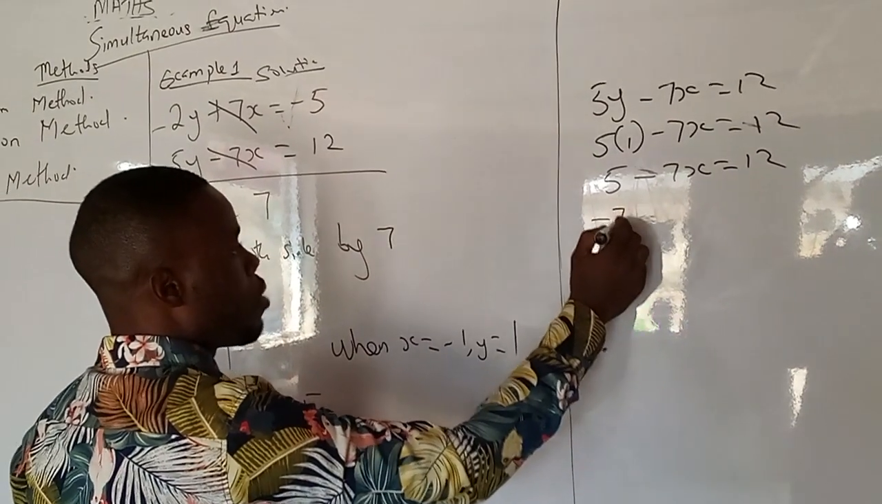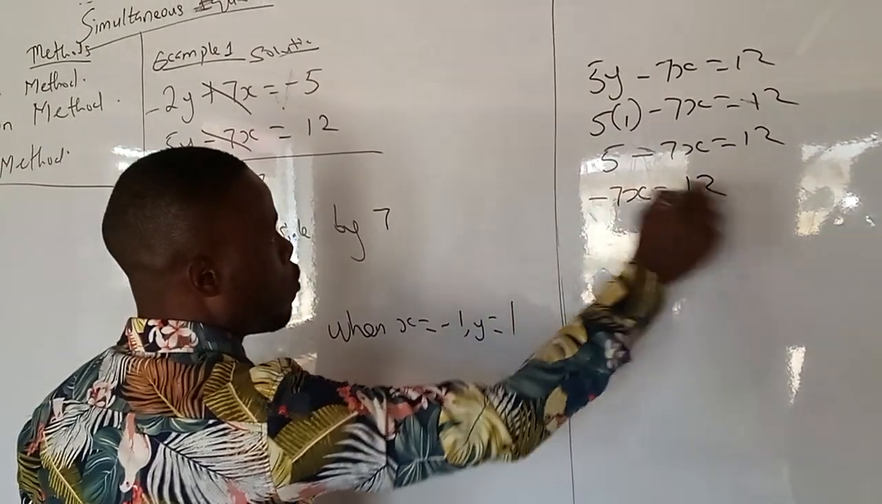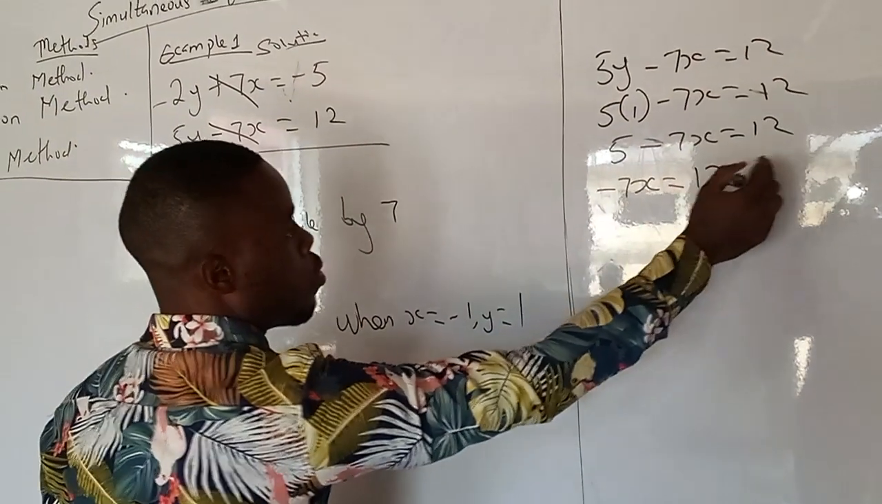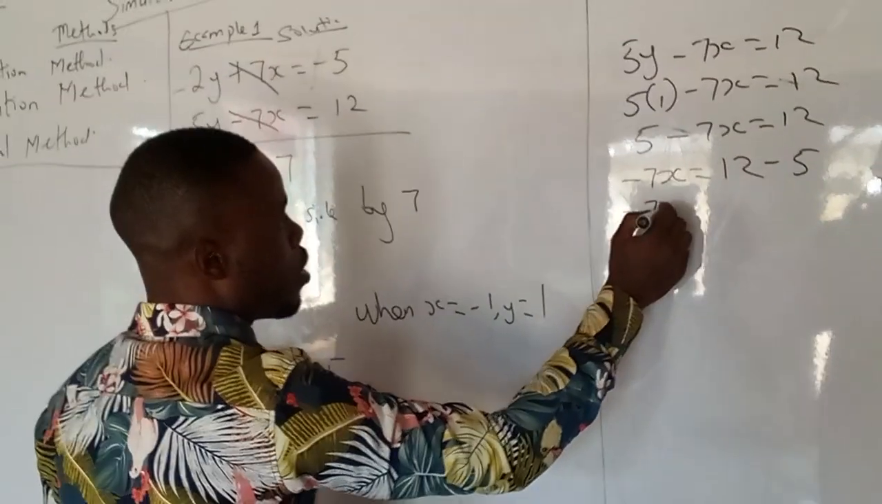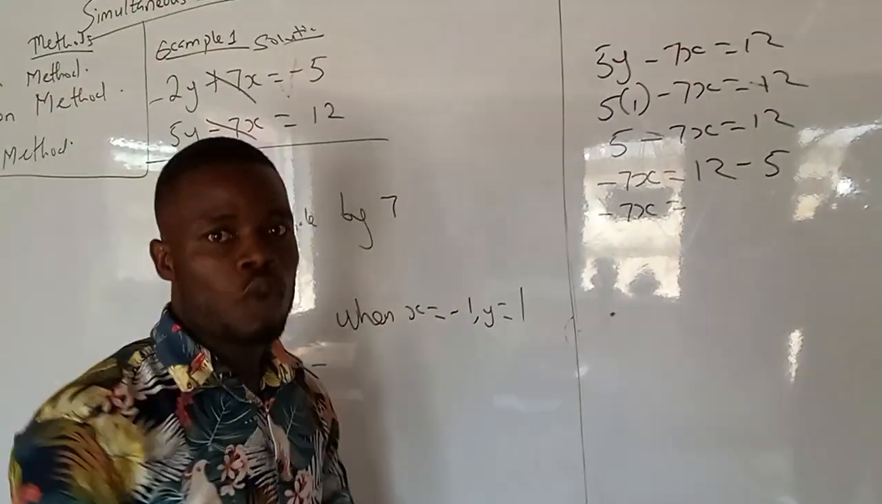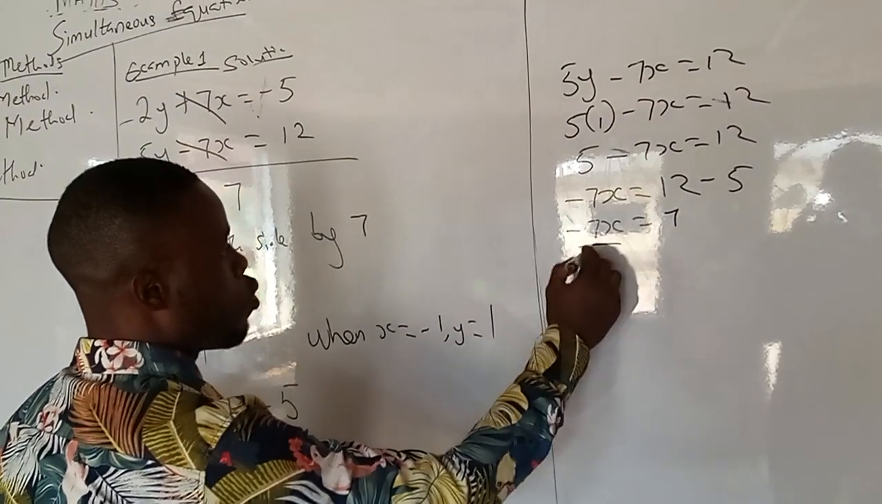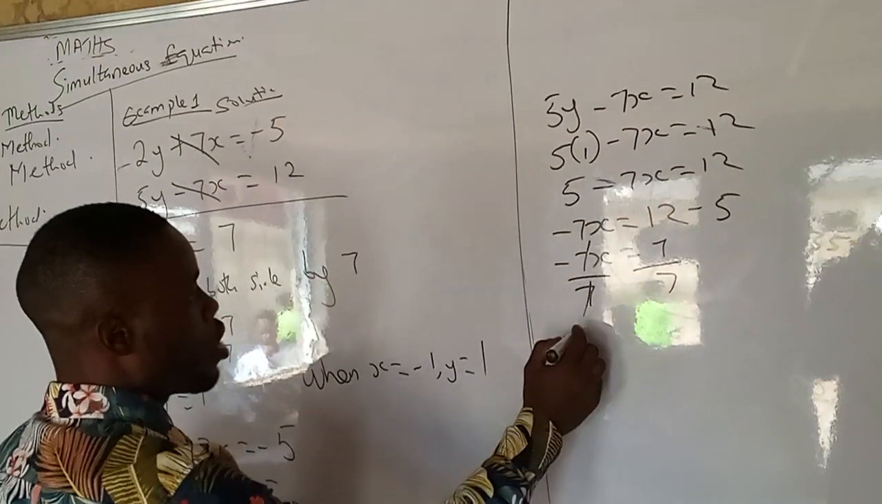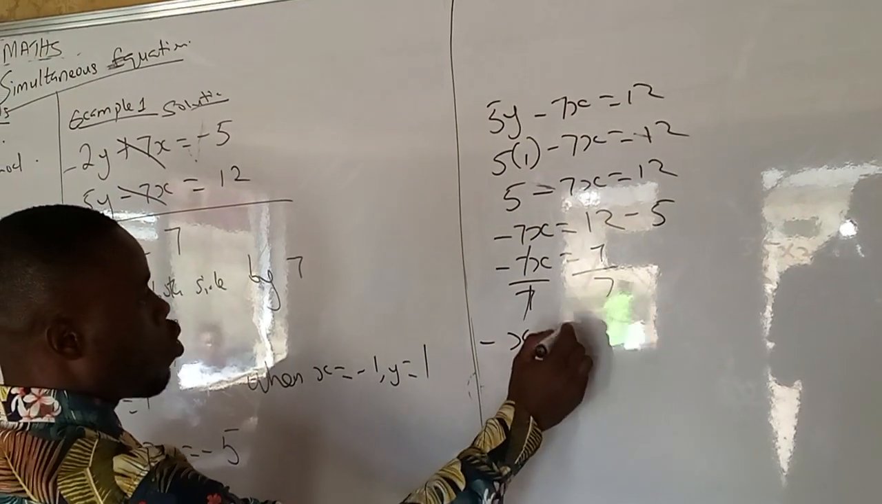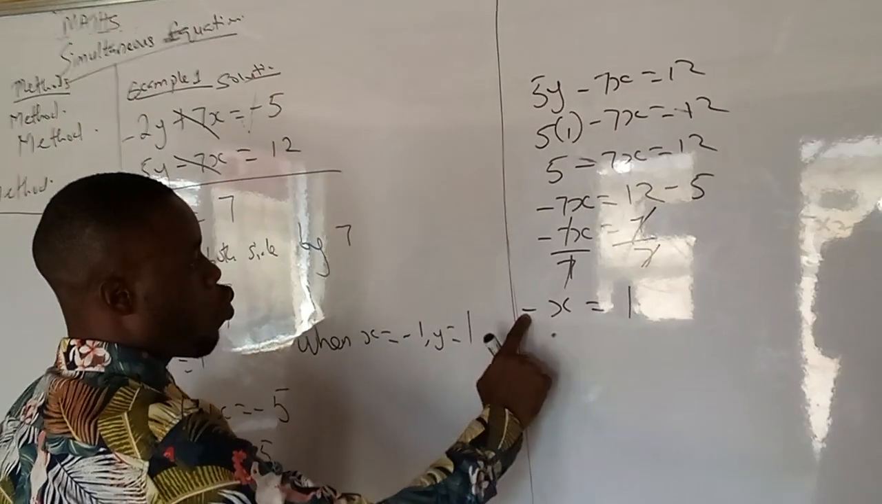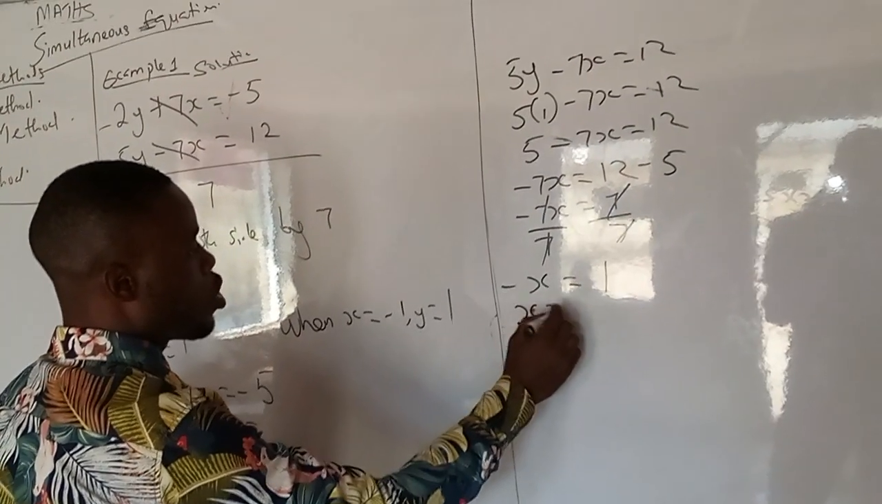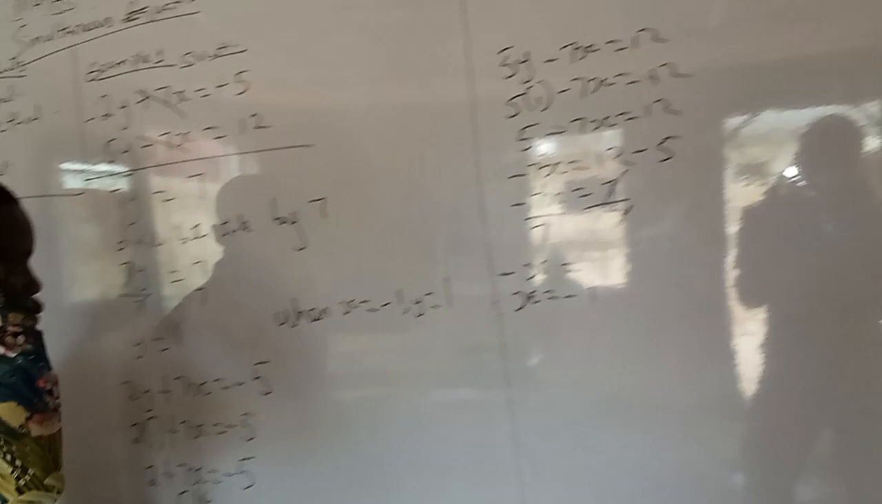So we are going to collect like terms. Minus 7x is equals to 12. 5 will cross to the other side, becomes minus 5. So minus 7x is equals to 12 minus 5, which will give you 7. So you divide both sides by 7. With this we cancel this. We have minus x equals to 7 over 7, which is 1. So minus will be shifted to this side, becomes x is equals to minus 1. So that is the first one.